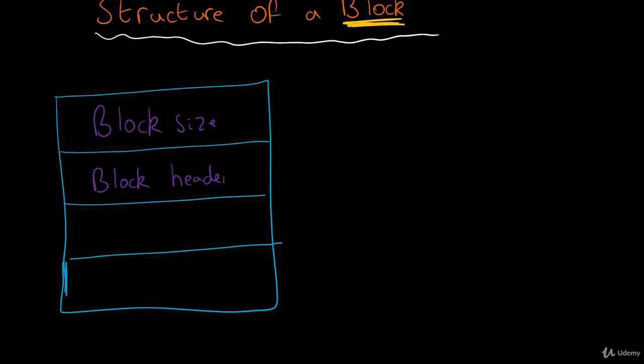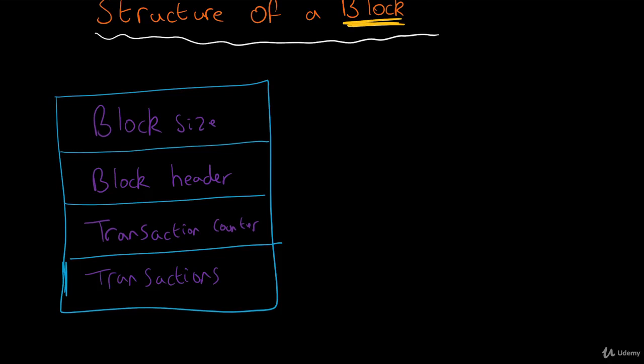We have the block header, and this is essentially where the meat of the block is, or quite a lot of meat, and this actually is formed of several fields. We'll cover that in a moment. Then we have the transaction counter, which is just how many transactions there are in this block. And then finally we have the transactions, so all the transactions that are being processed within this block of blockchain.